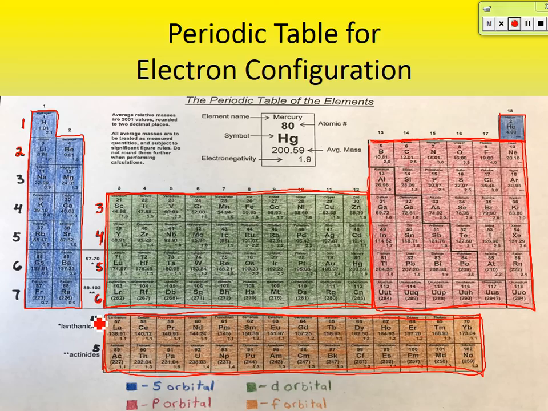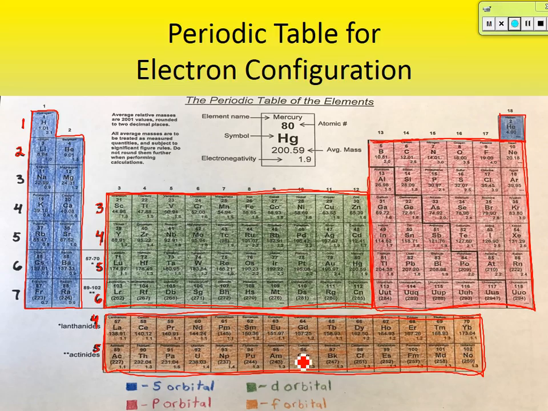And then finally at the very bottom, for this f orbital block, this is the fourth energy level. And the fourth energy level all the way across horizontally. And the fifth energy level is for all of these elements. The very, very bottom row is the fifth energy level.